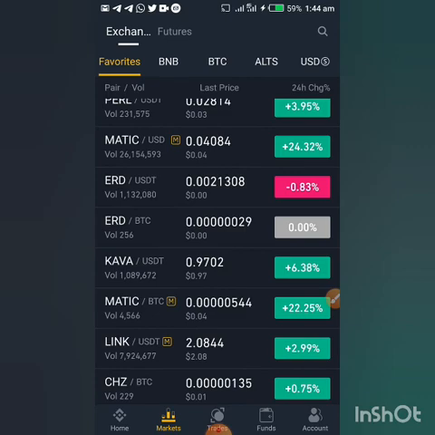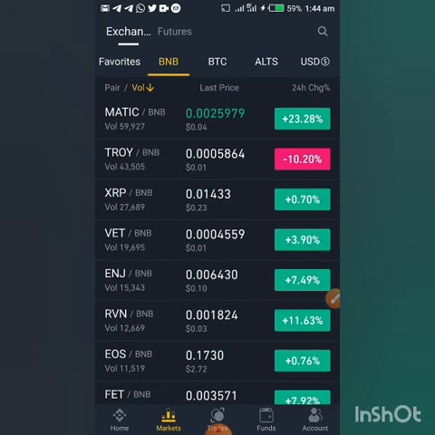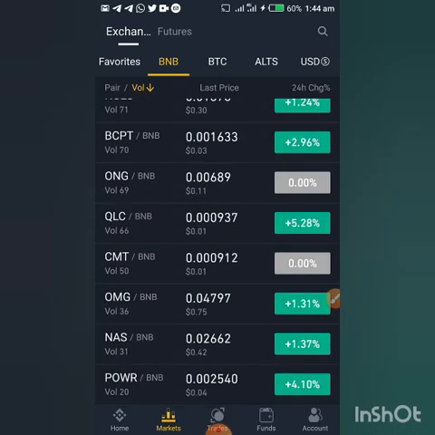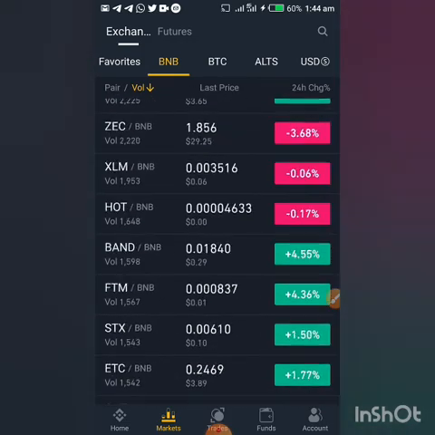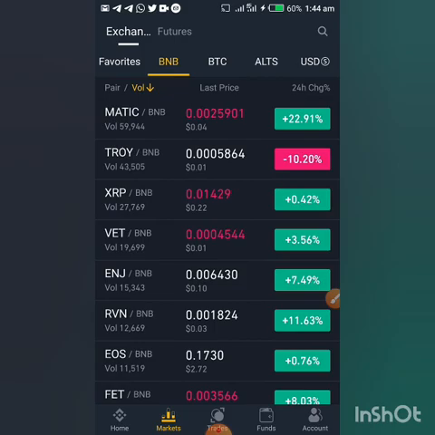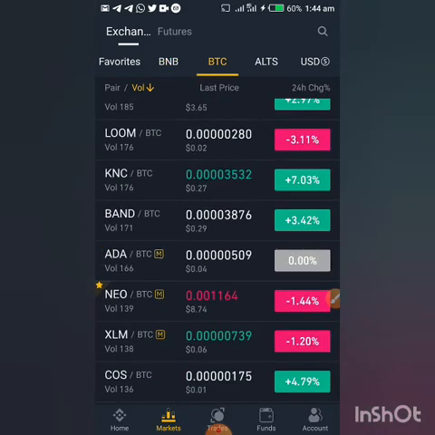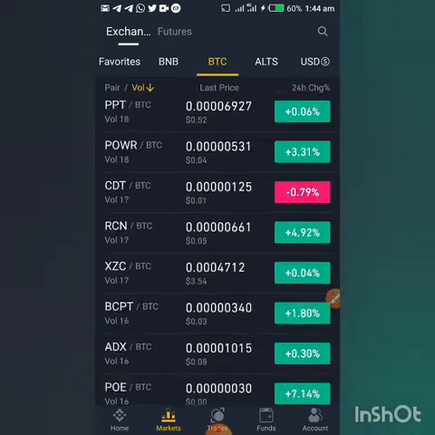Now let's say the market you're looking at is BNB. Once you click on BNB, all the various coins that are traded in the BNB markets appear. All of them, their pair is BNB. The same thing is also applicable to BTC. All these coins are traded under BTC.